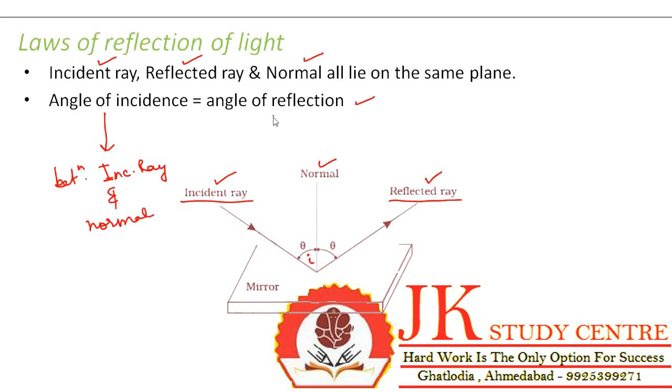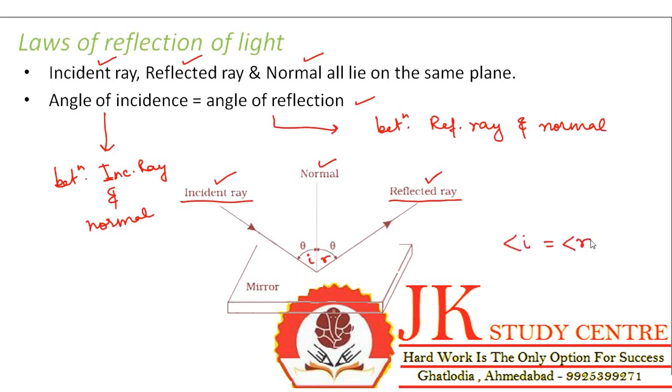Similarly, which is the angle of reflection? It is the angle between the reflected ray and the normal. So that means it is this angle. So it says that this angle of incidence is equal to the angle of reflection. So that means these two laws will always hold true wherever reflection takes place. That is, the angle of incidence will always be equal to the angle of reflection, and the incident ray, reflected ray and normal all will lie on the same plane.